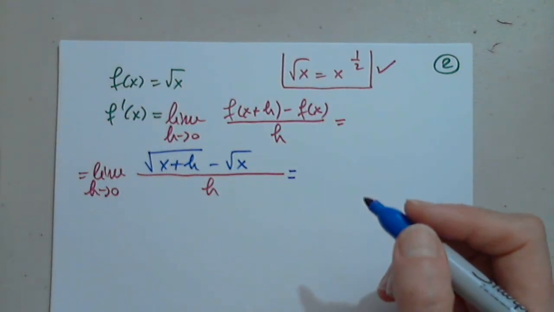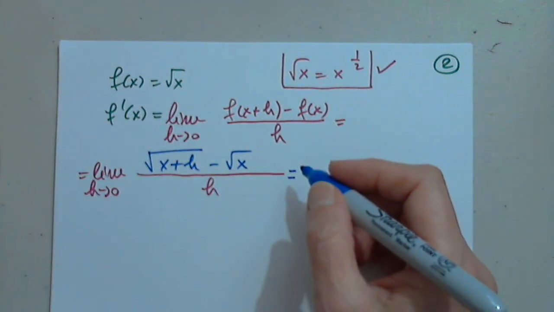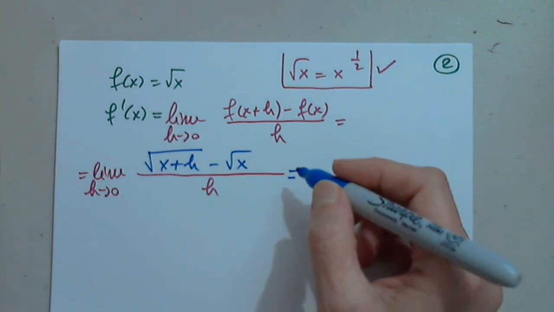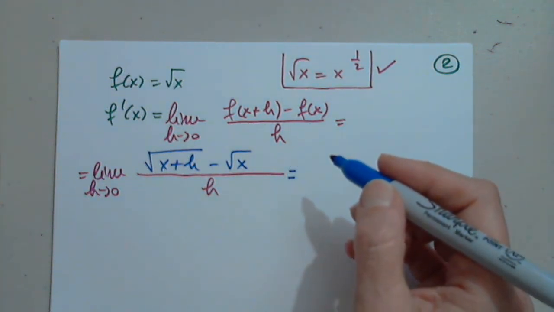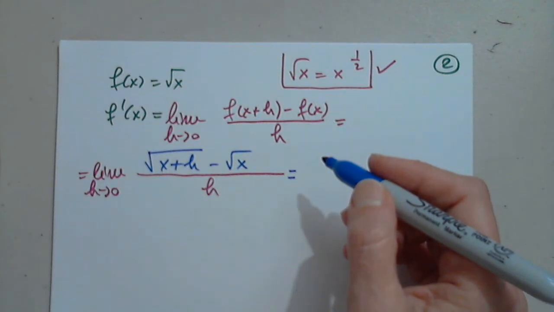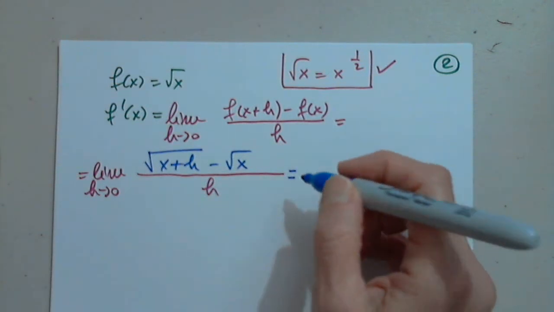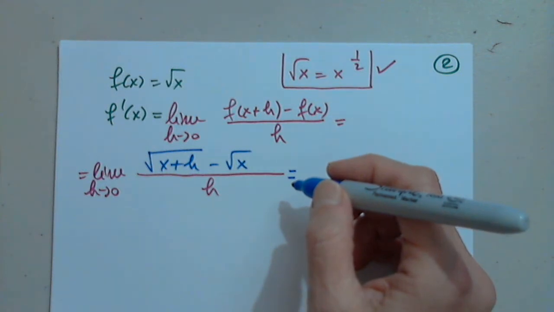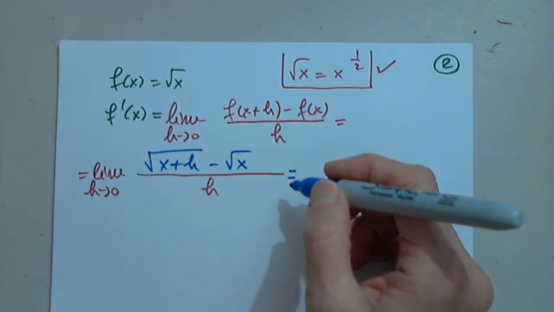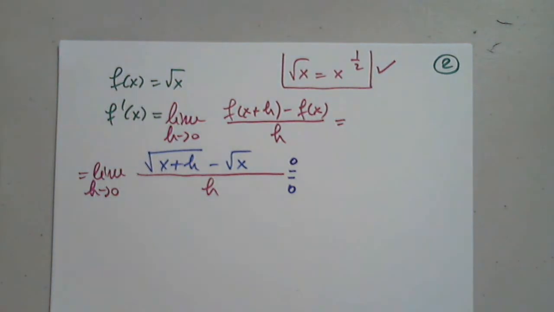Anyone else? RJ. Yes, so what do we get? Plug 0 into h. Yeah, so what do we get when we do that? You get square root x minus square root x over 0. Excellent. Well done. Perfect. So then what do we do?